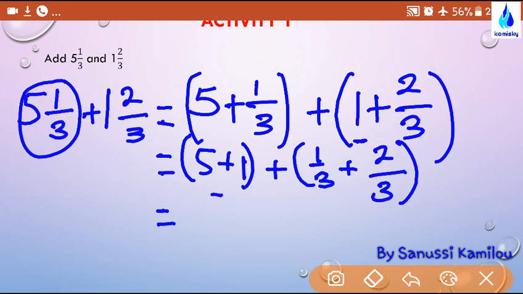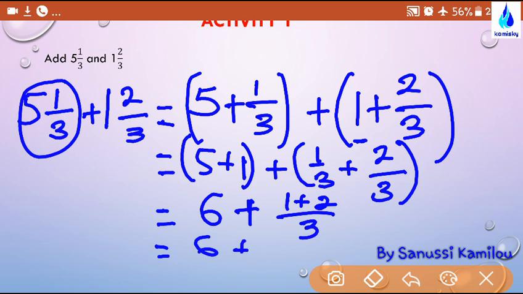What about the fraction here? Right now we did something about like fractions. We said that we keep the denominator and we add the numerators. So I'm going to keep the denominator, which is 3. Then I add the top: 1 plus 2. So looking at it, you can see that we are now having 6 plus 3 over 3. And we all know that 3 over 3 is 1, because it will cancel out, is it not so? So we are having 6 plus 1, which will give us 7. At the end of the day, our final answer will be 7.